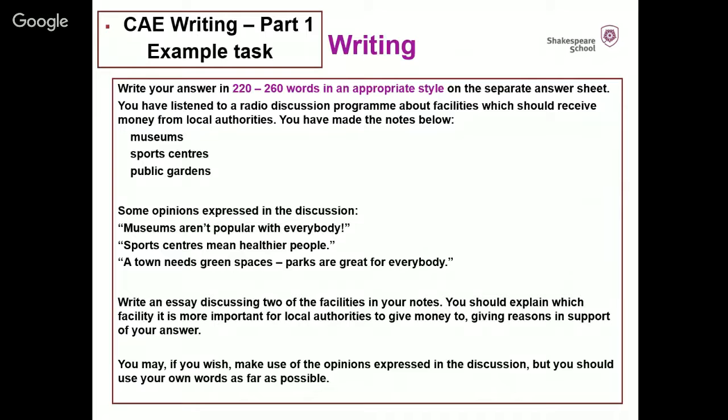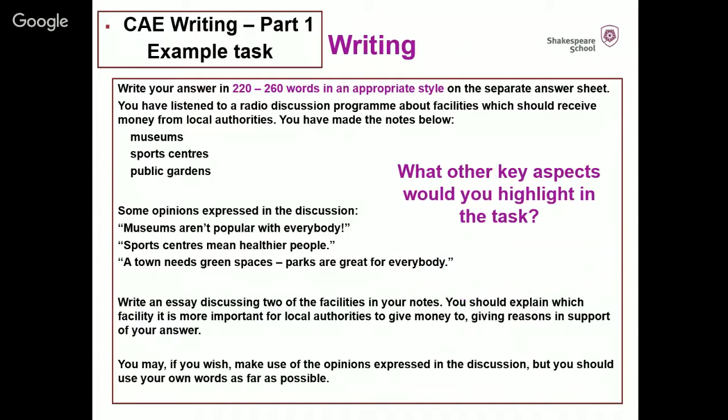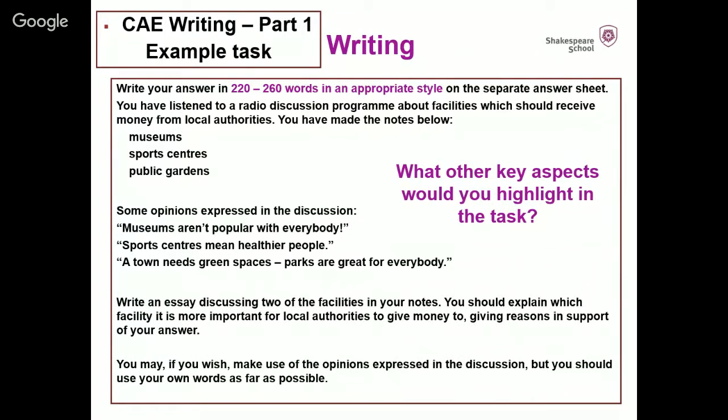And here's a question for you. Please use the chat box again. What other key aspects would you highlight in the task? I'm interested in your opinions. What is the essential information that we're looking at here? Type in your answers. Select the keywords from the task, please. Let's see how well you do.